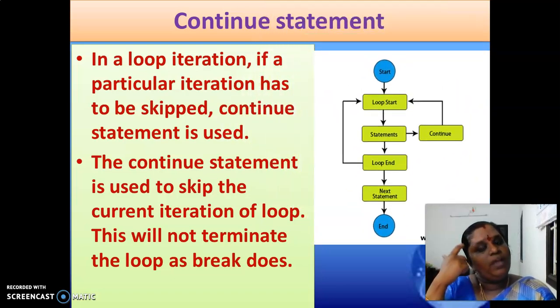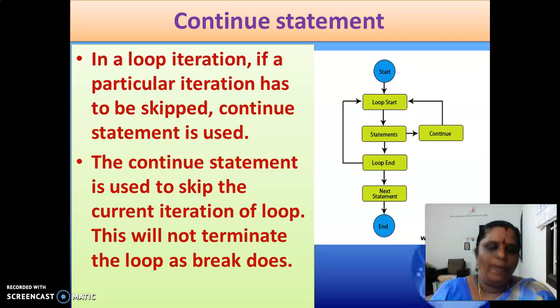What is meant by the continue statement? In a loop iteration, if a particular iteration has to be skipped, to skip any statement, we use this continue statement. This continue statement is used to skip the current iteration of the loop. This will not terminate the loop as break does. So, break will terminate and come out of the loop. But continue will skip that iteration and go on.